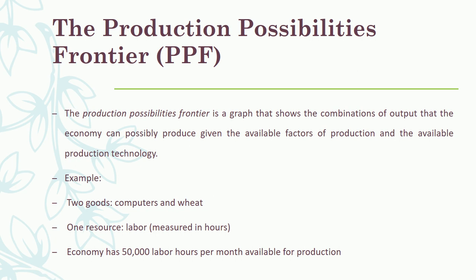Now this example is slightly different from what you have seen in the book. There are two goods that can be produced, computers and wheat. These are different goods and there is one resource, that is labor, which is measured in hours. How much labor does it take to produce a computer and how much labor does it take to produce wheat, and what is the cost associated with that labor? Now we are going to assume here that the economy has 50,000 labor hours per month available for production.